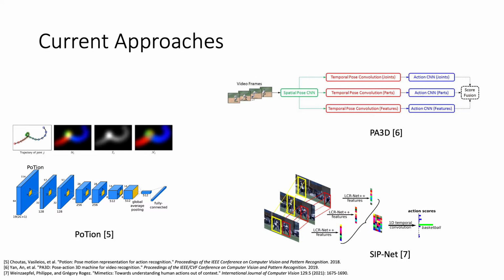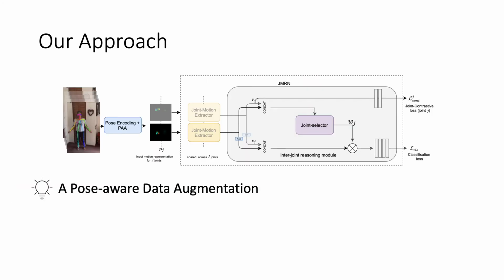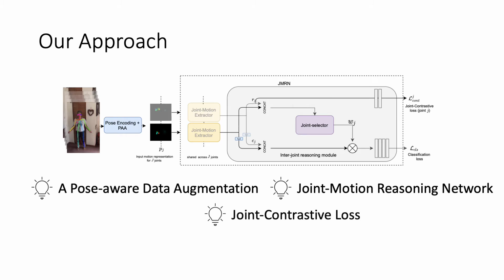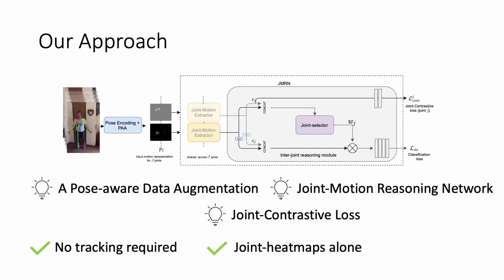Our first contribution is a simple data augmentation step that respects the geometry of actions. Our model, named JMRN, extracts better features by separating per-joint reasoning and inter-joint reasoning. We also introduce a novel joint contrastive loss to learn better features. Our approach does not require tracking, which is difficult for in-the-wild videos. We work with joint heat maps alone instead of relying on additional inputs from the pose extractor or ensemble of models like some prior approaches. Our approach is modular, and we can easily replace the different components including the pose extractor.